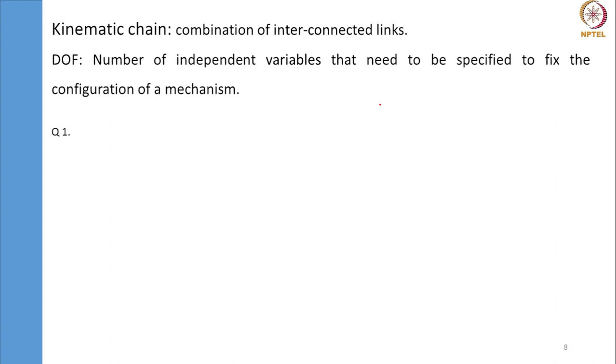We'll define what a kinematic chain is. A kinematic chain is a combination of interconnected links so as to transfer motion from source to destination. Okay. Next, we will define another important term called degree of freedom. Degree of freedom is the number of independent variables that need to be specified to fix the configuration of a mechanism. I think you have already solved a few problems in the assignment.